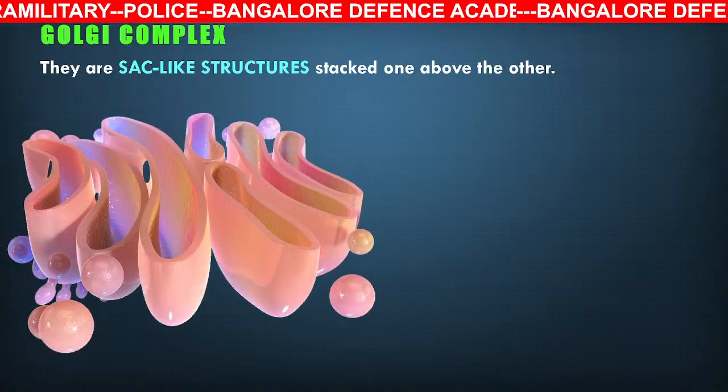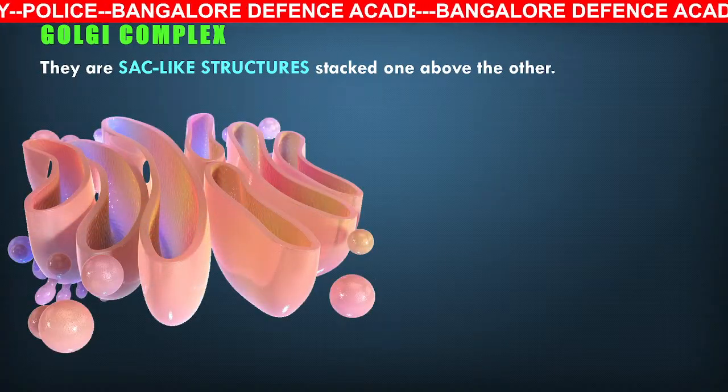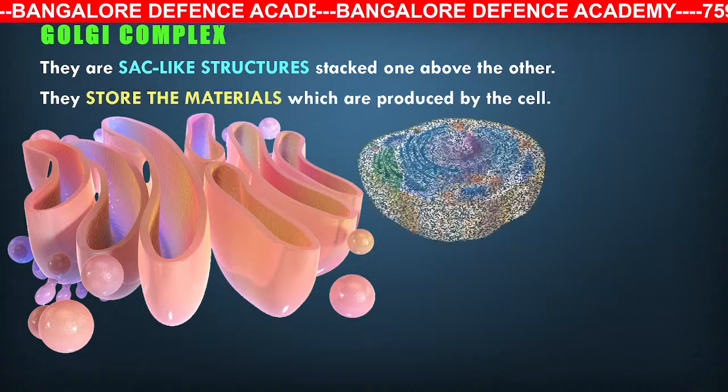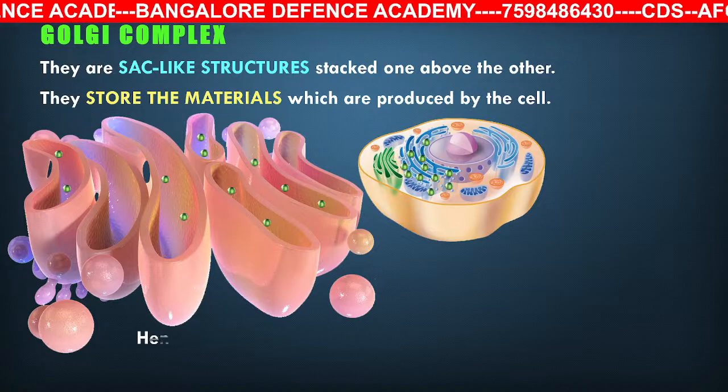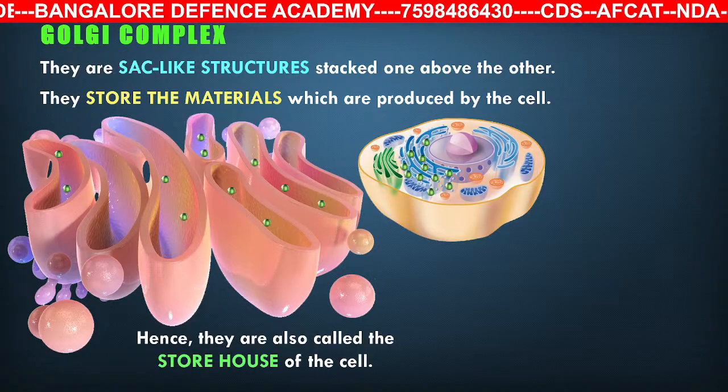Next, Golgi complex. They are sac-like structures stacked one above the other. They are called as the storage material. They store some energy, food, storehouse of the cell.